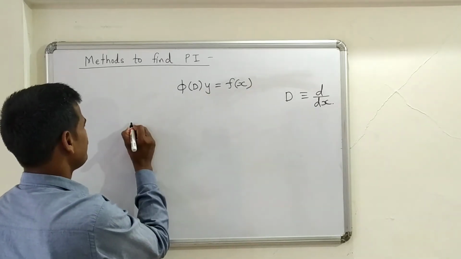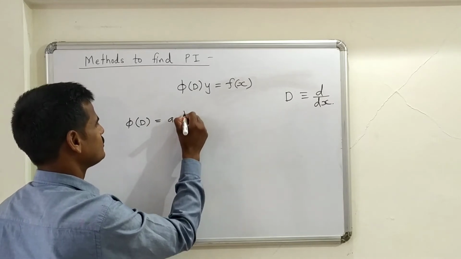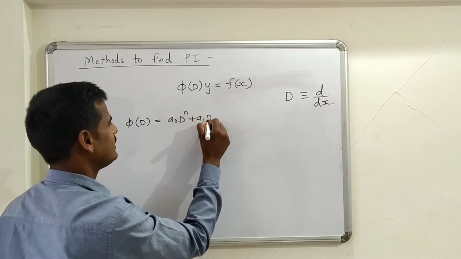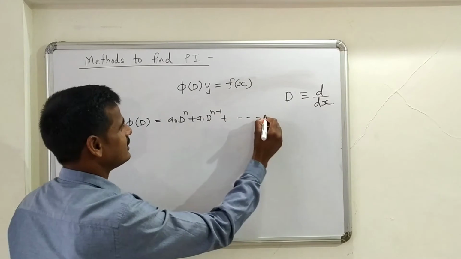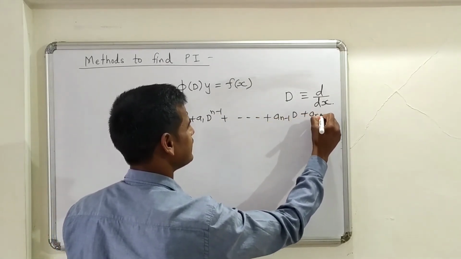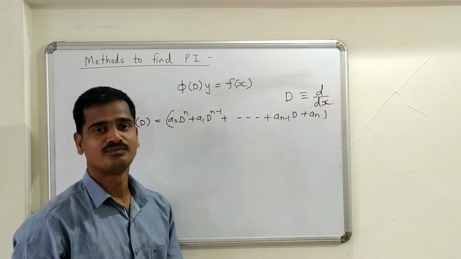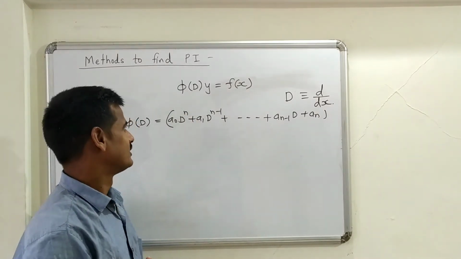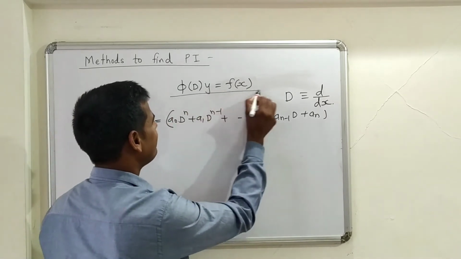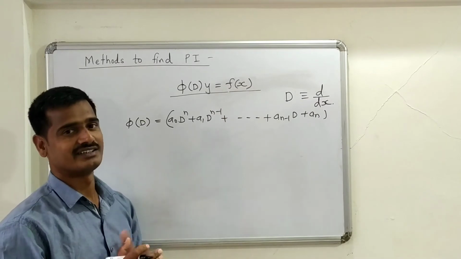If I want to write phi of D, it is simply a0 D raised to n plus a1 D raised to n minus 1, continuing in this way, plus a(n-1) D plus an, where a0, a1, a2, up to an are constants. So this is the general form of a linear differential equation, and this is the function on the right hand side.